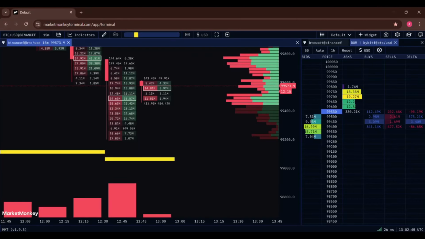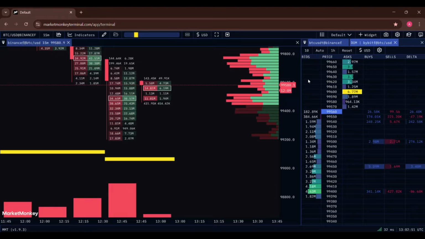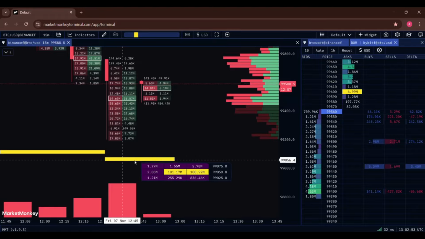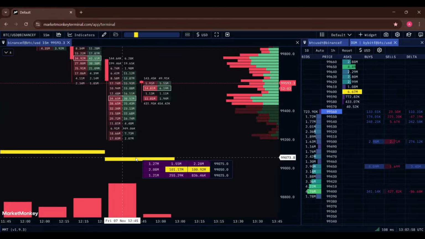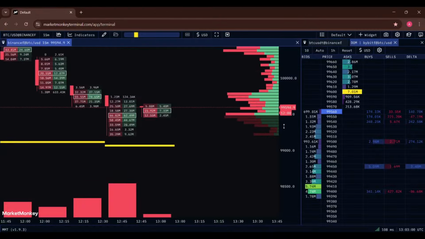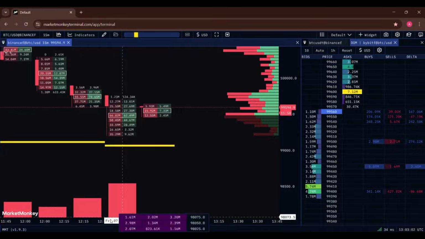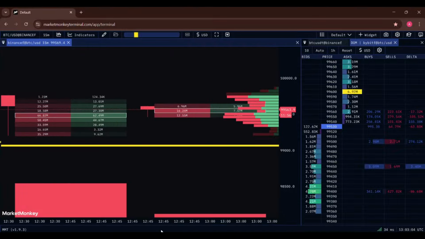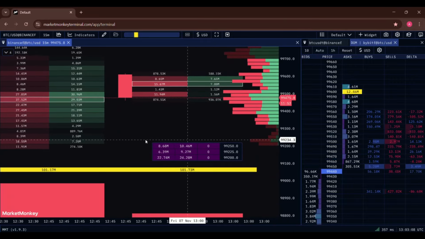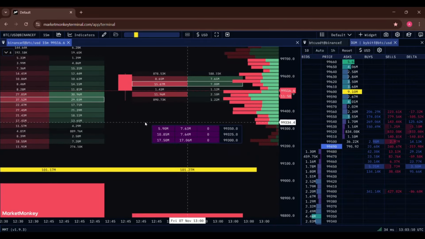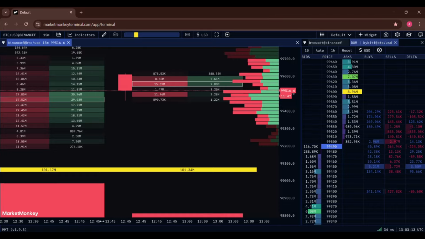I want to start filling in some positions technically at levels of about 99,000. We see some orders here, resting orders. I don't rely on these resting orders because they can get pulled out. So I want to see what actually happens here. We have a lot of aggressive selling going on currently at the moment.